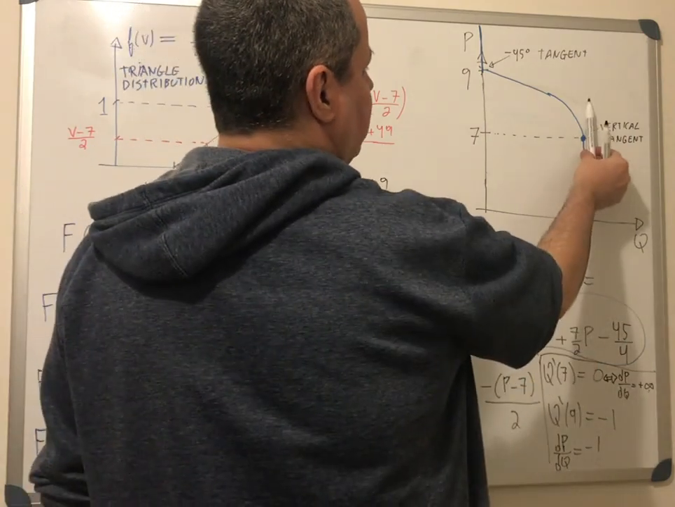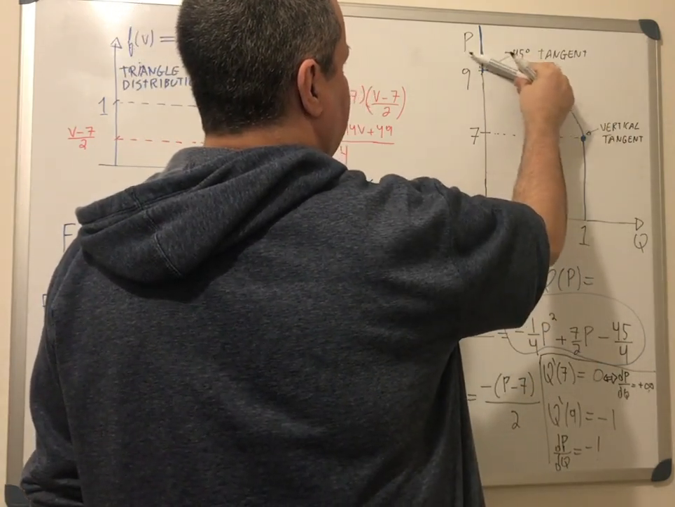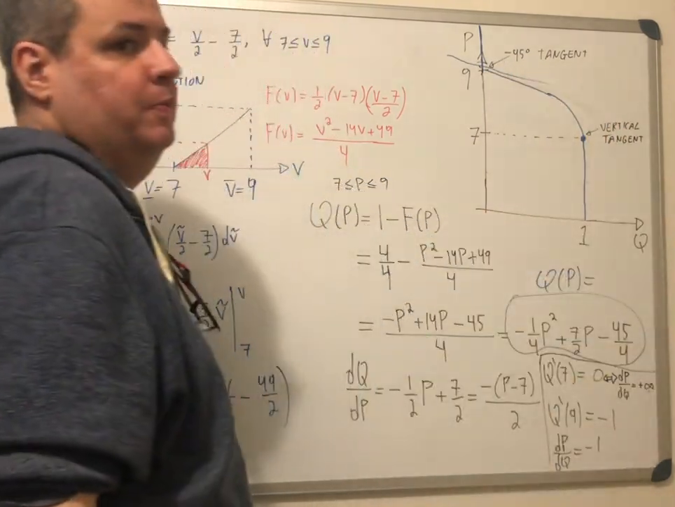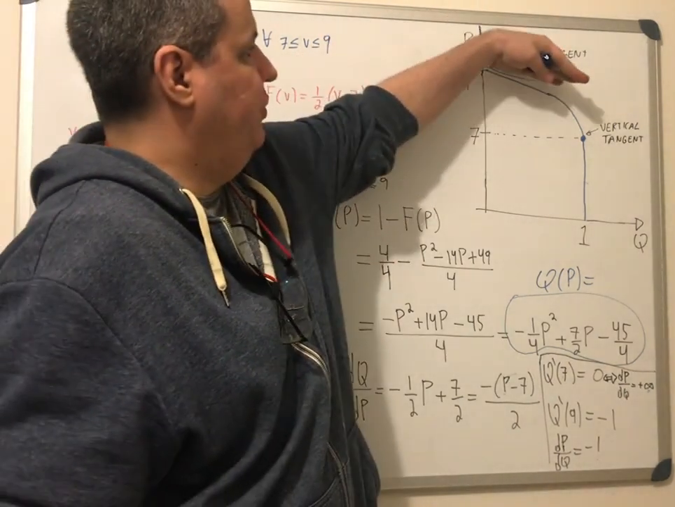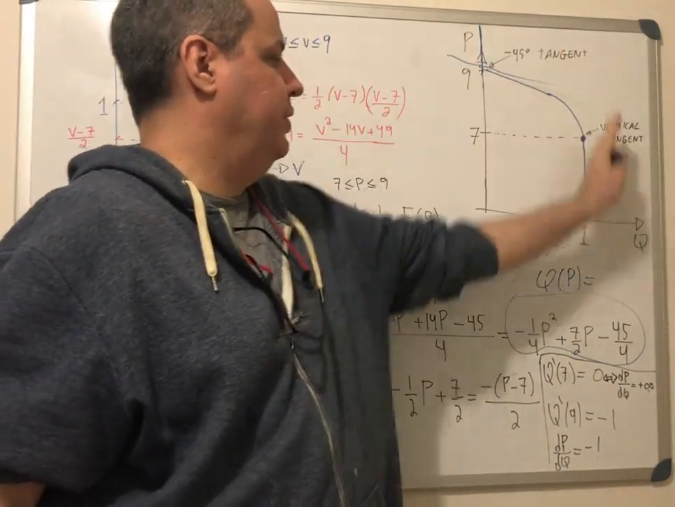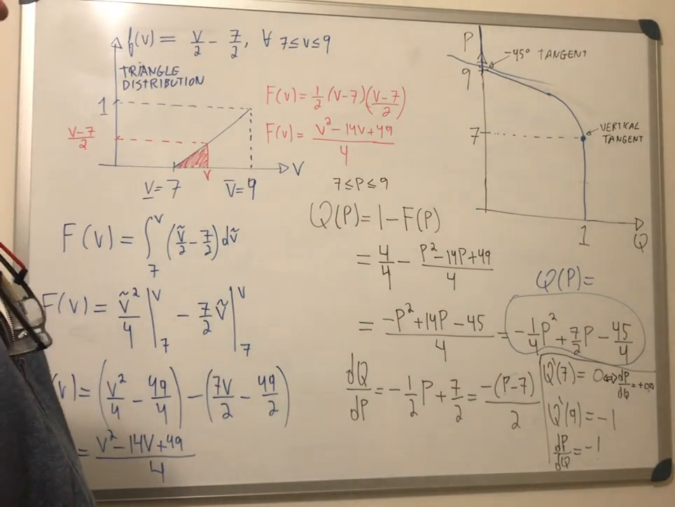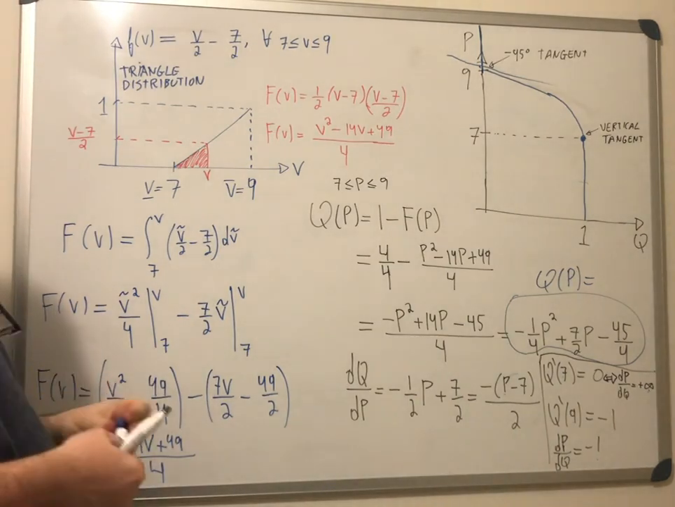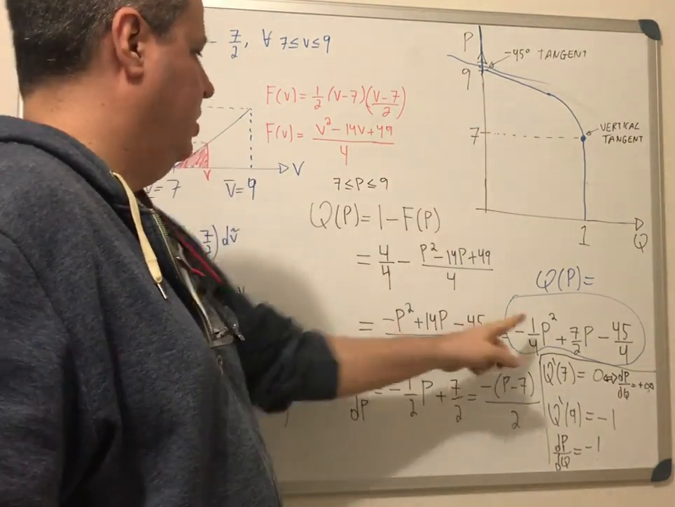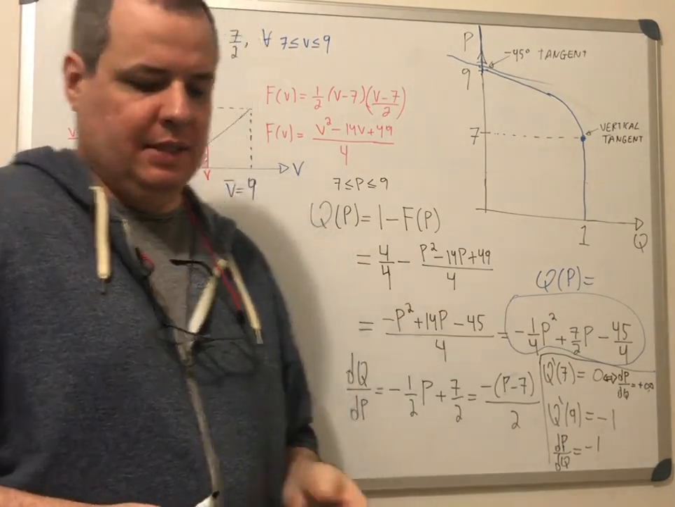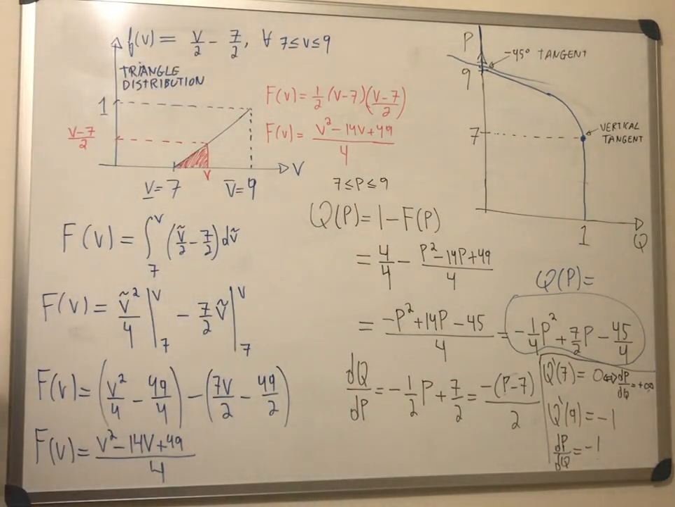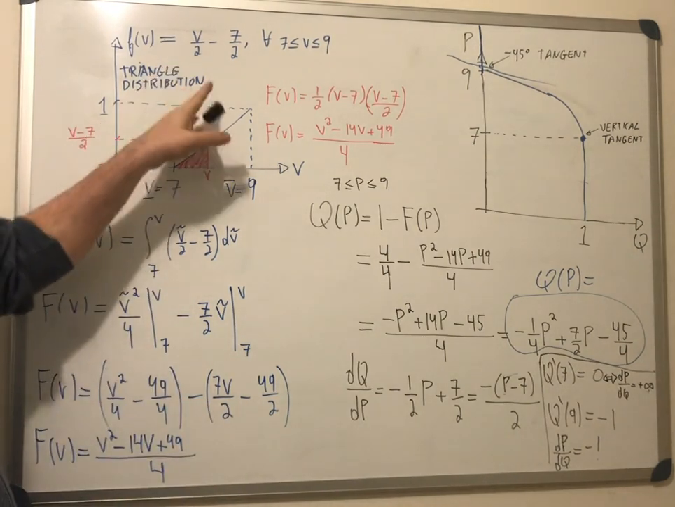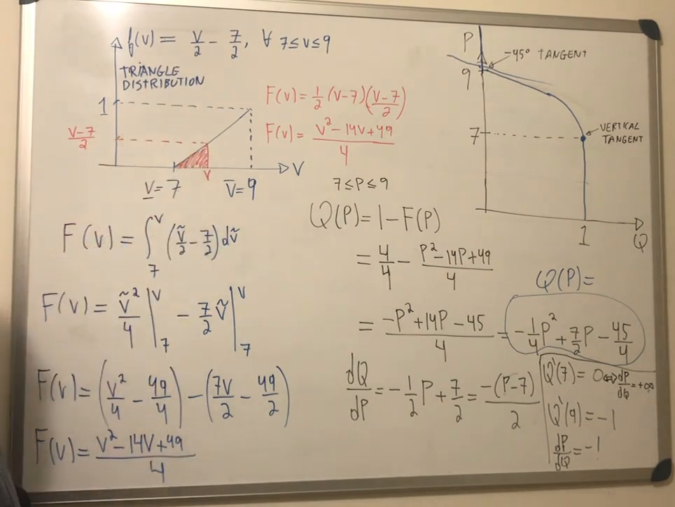That means the tangent here is vertical, and the tangent here, if I want to draw a tangent line, would be at a negative 45-degree angle. The slope is minus 1 for the tangent here, and here it's vertical. And it gets more and more curvy. If you know this formula for the quantity, you can calculate elasticity and other things. So that's a numerical example of a particular functional form with the triangle distribution of valuations.